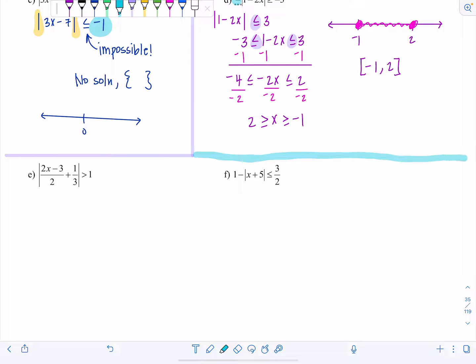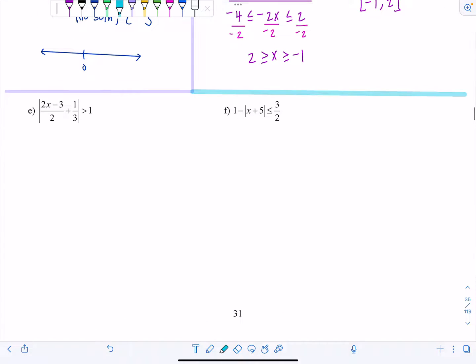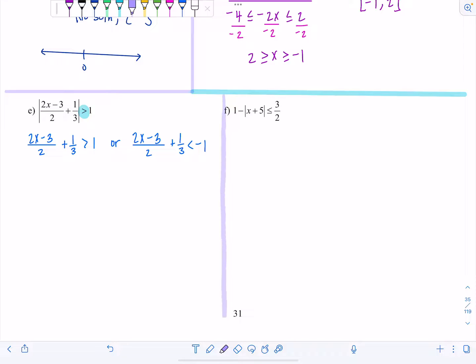Okay, example E. This time we have to write two separate inequalities because this is greater than 1. So here we go. We've got 2x minus 3 over 2 plus a third is greater than 1, or 2x minus 3 divided by 2 plus 1/3 is less than negative 1. Let me make my little boundary right here.